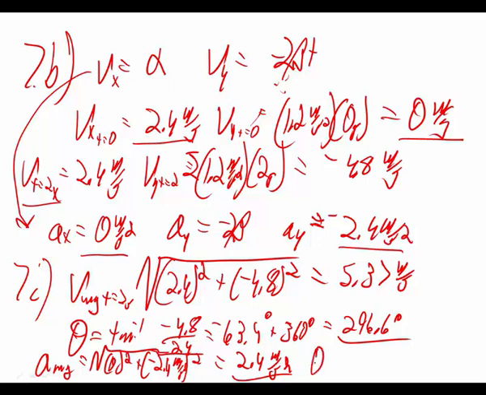What's the angle? Theta is equal to arctan. And we got what? 2.4, and that's negative over 0. Uh-oh. So in other words, it's straight down, isn't it? 270 degrees. All right, so notice that the acceleration is straight down, and the velocity is at 296.6, so it's moving at an angle to the acceleration. Right?